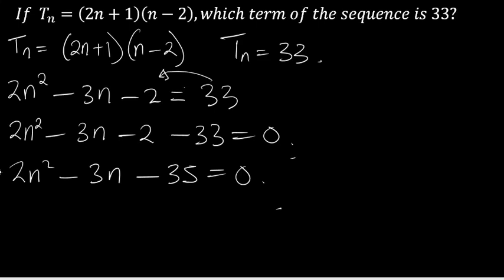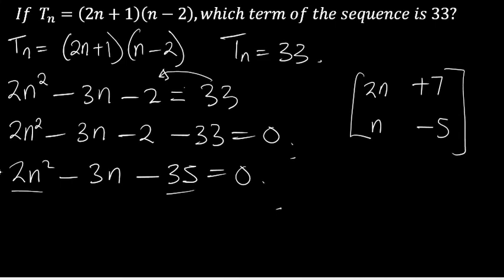Now this expression we can solve. What are the factors of 2n squared? You have 2n and n. What are the factors of minus 35? When you multiply with this 2n and n, it will give you minus 3n. So we now have plus 7 and minus 5. Plus 7 times minus 5 will give you minus 35.